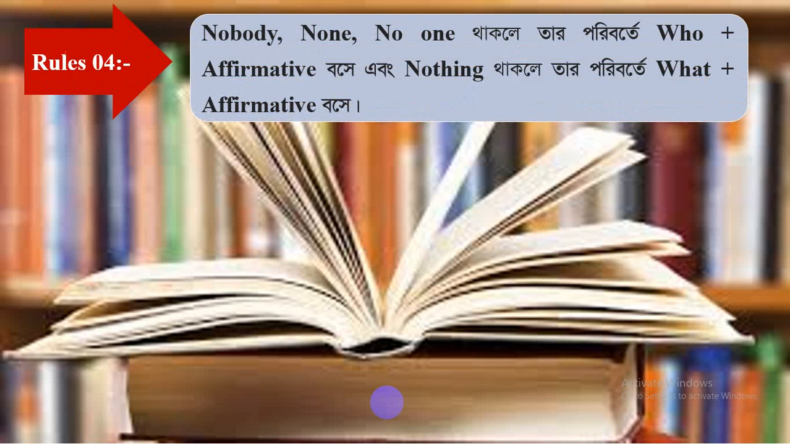Earlier we got in replace of every we have to use who plus negative, but in replace of nobody, none, no one we have to use who plus affirmative. And if it is thing, vastu, in replace of nothing we have to use what plus affirmative. So here goes some examples.